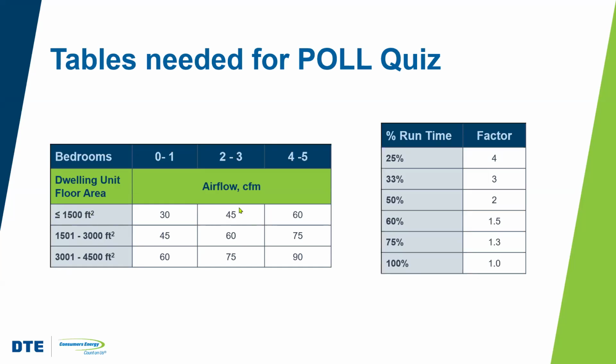So our airflow rate for continuous airflow is 45. And we know that we're going to have to multiply it by a factor over here. We said that the fan is going to be running 75% of the time. And so we're going to multiply that 45 by the factor for 75%, which is 1.3. And that's how we end up with our 58.5.